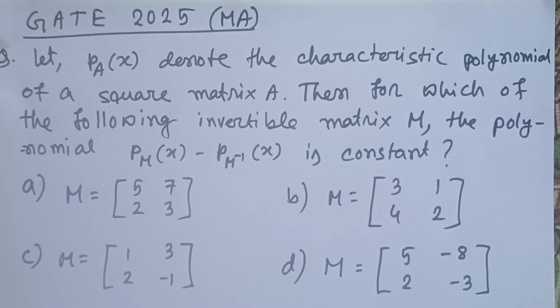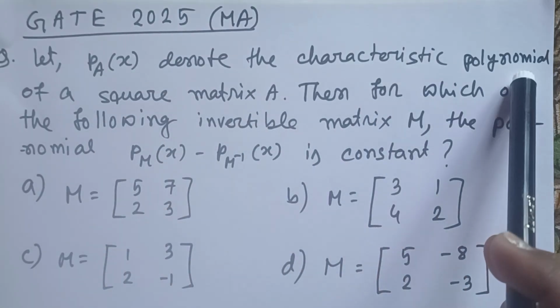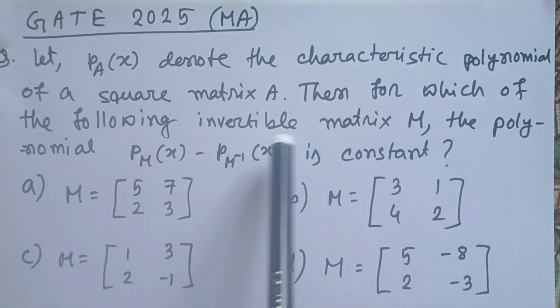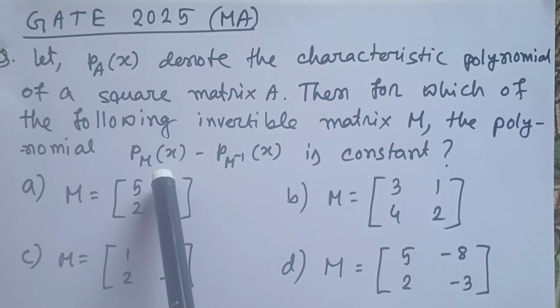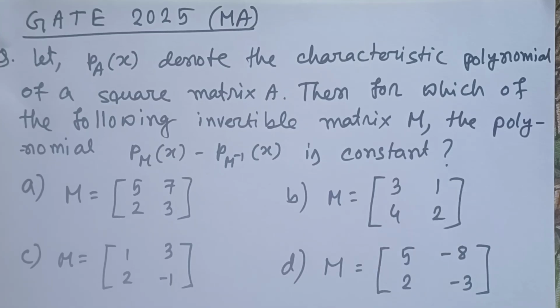Hello, today we will do another question of GATE 2025 of mathematics. The question is: P_A(x) denotes the characteristic polynomial of a square matrix A. Then for which of the following invertible matrix M is the polynomial P_M(x) minus P_M inverse(x) constant? Four options are given here. So let's start the solution.